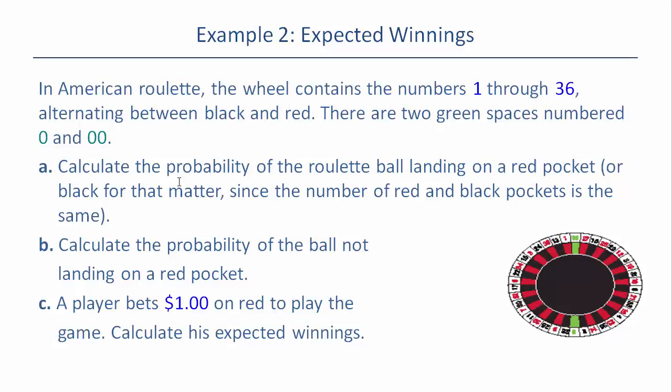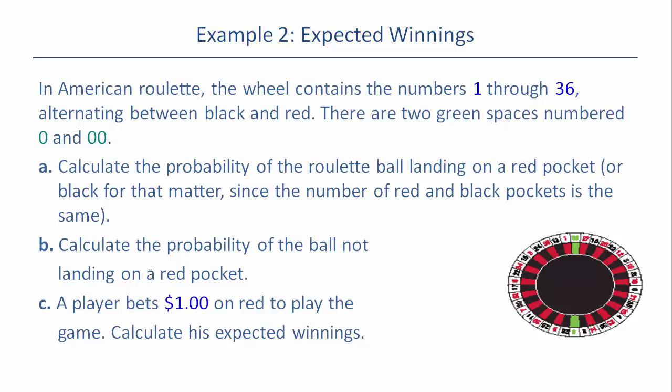So what's the probability of a roulette ball landing on a red pocket, or black for that matter, because they're the same? And by the way, if you don't know what a roulette wheel looks like, you can't really see this picture very well, but you get the numbers 1 through 36, and those alternate back and forth between black and red. And then you get two green zeros, a 0 and a double 0. They do that just so that they have the winning advantage, right?